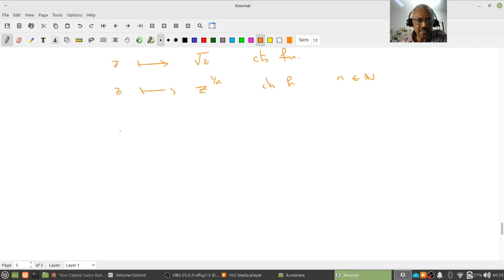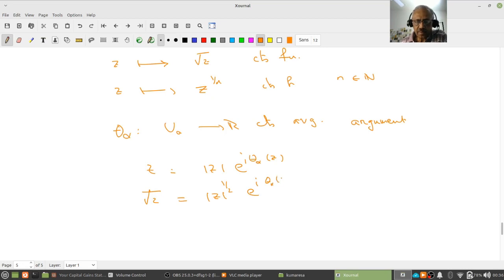Because let us take theta_alpha to be the continuous argument on all of U_alpha. This is argument, not average, because my r looks like v. Therefore any z is mod z times e to the power i theta_alpha of z. Therefore I can define the square root of z to be the unique non-negative square root of mod z times e to the power i theta_alpha of z, the whole thing divided by 2.